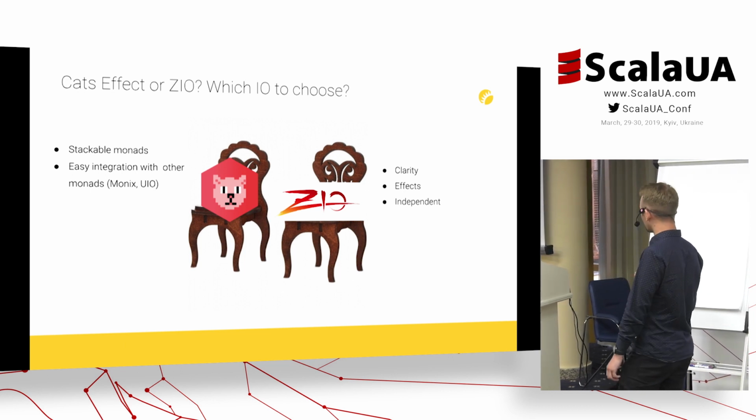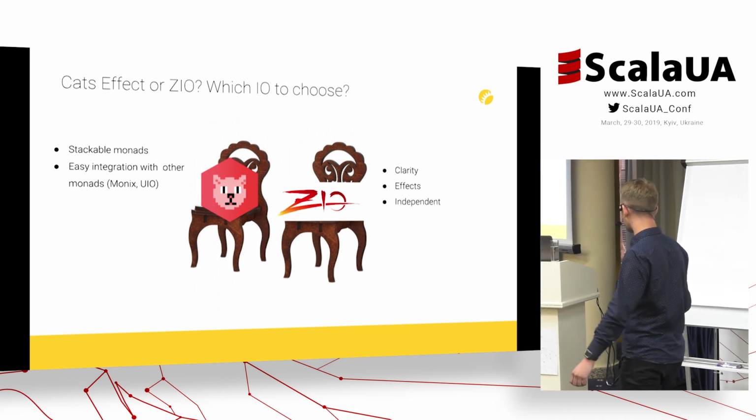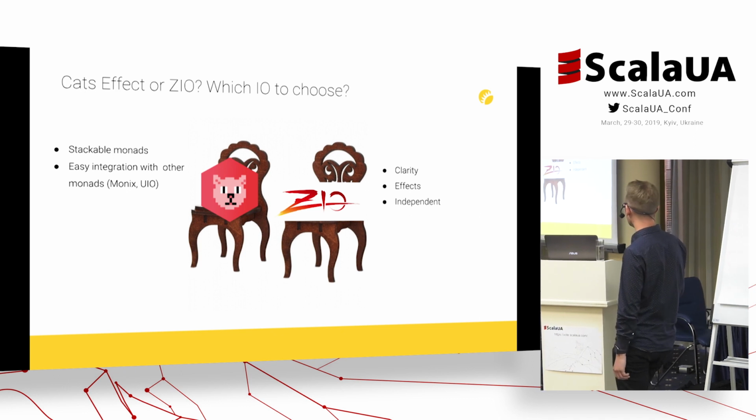On the other hand, ZIO provides clarity because it has fewer dependencies. When writing flatMap with Cats, you see, yeah, it requires some flatMap type class, or oh, this requires an applicative functor. It's a bit hard. ZIO doesn't have such dependencies, so it's more clear and more user-friendly.